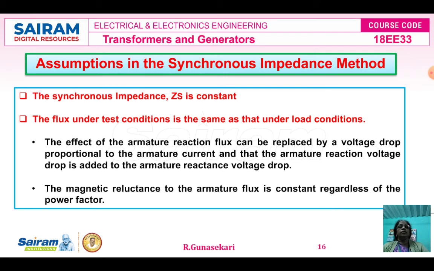A synchronous generator can be operated at all three power factors: unity power factor, lagging power factor, and leading power factor. If the synchronous generator is operated at a lagging power factor, the effect is demagnetizing. If it is operated at a leading power factor, the effect is magnetizing. If unity power factor, it means cross magnetizing effect. So the armature reaction effect is nothing but magnetizing, demagnetizing and cross magnetizing, based on the power factor of the load.